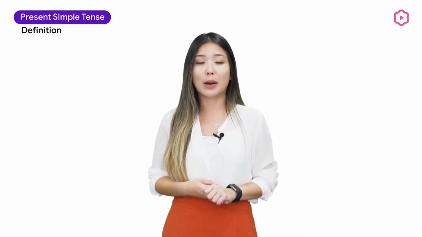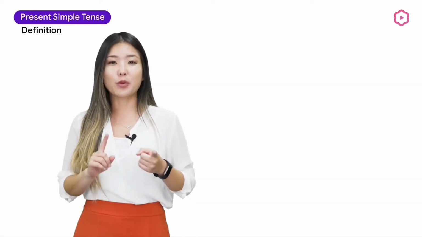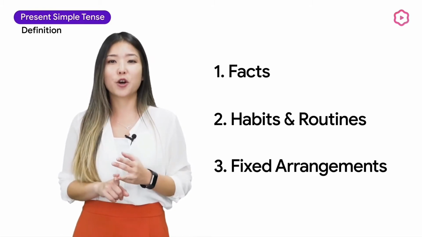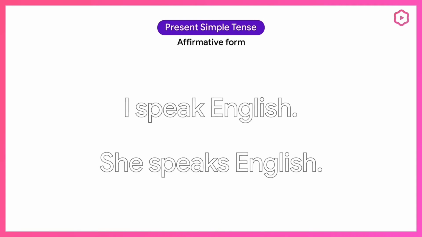The present simple tense is the most basic English grammar tense. We use it to describe facts, habits and routines, and fixed arrangements. Let's take a look at the affirmative form.